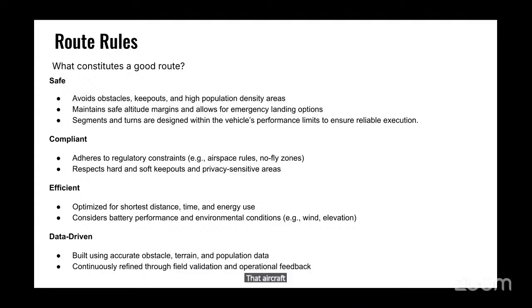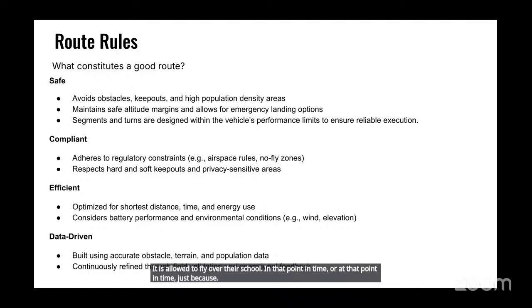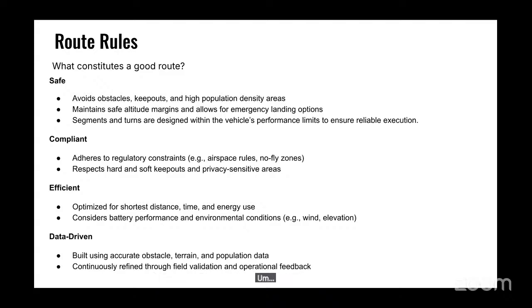So there's a helicopter also flying near it. It hears that there's a helicopter coming towards me. It can make a decision to route around the helicopter. And in a case where maybe there's a keep out, like a school, it is allowed to fly over the school at that point in time, just because the risk of avoiding a helicopter crash is much better than flying over a school, right? So that's the soft and the hard keep outs.